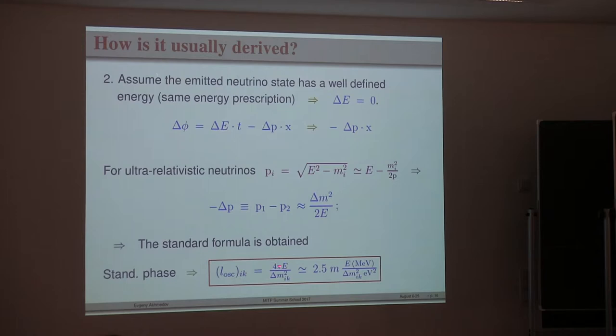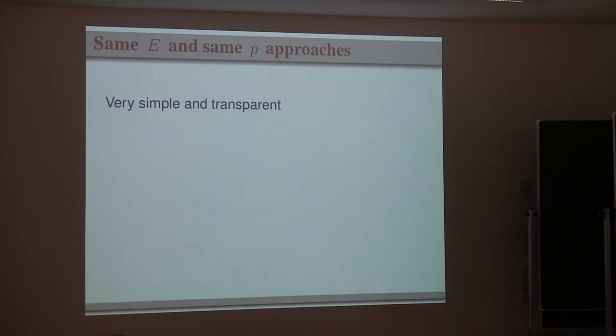And in convenient units, it's about 2.5 meters times energy in MeV divided by delta m square in electron volt squared, or distance in kilometers and energy in GeV. Then the numerical value will be the same. Okay. Now, these two methods of obtaining the standard formula for neutrino oscillation are very simple and transparent and allow us to arrive very quickly at the desired result.